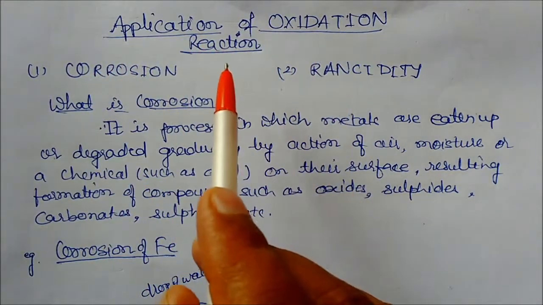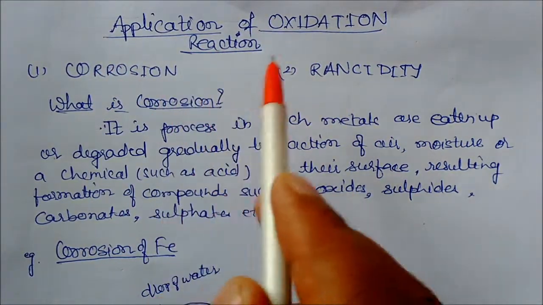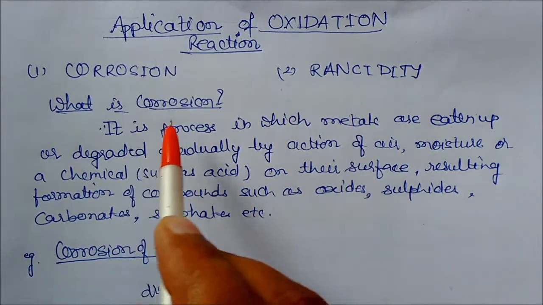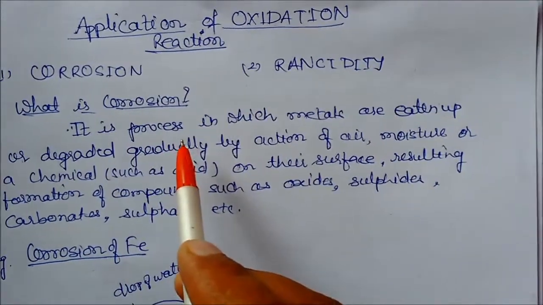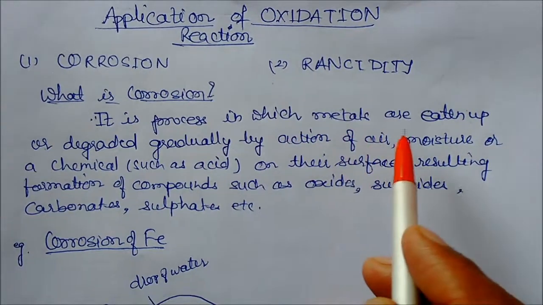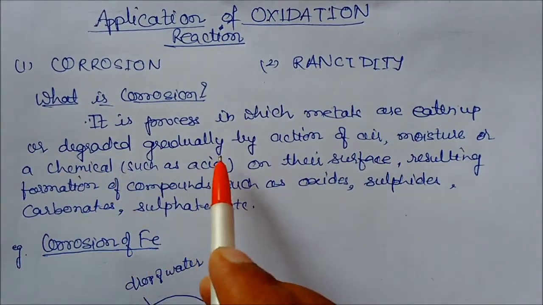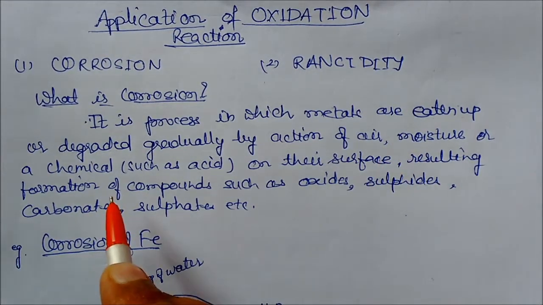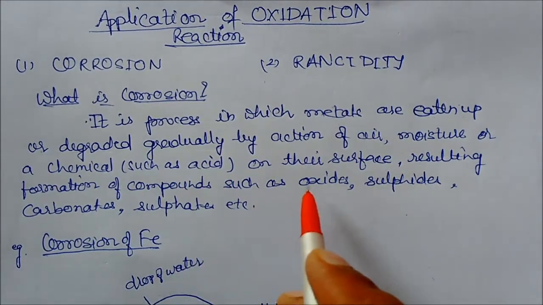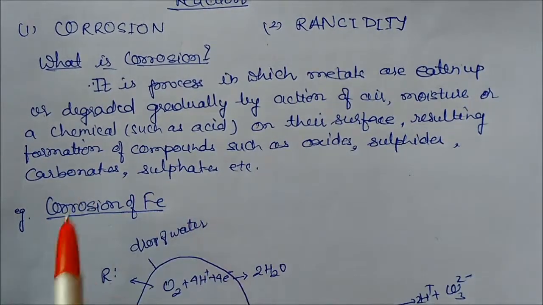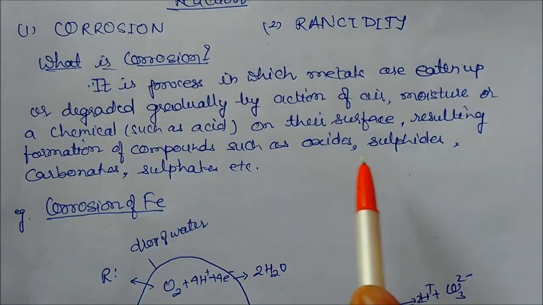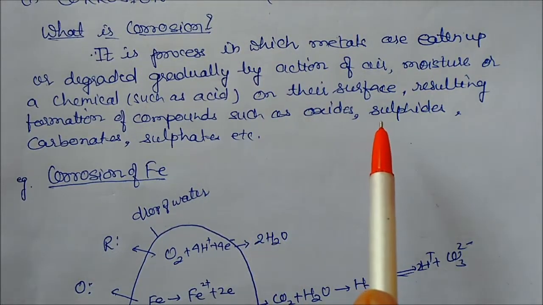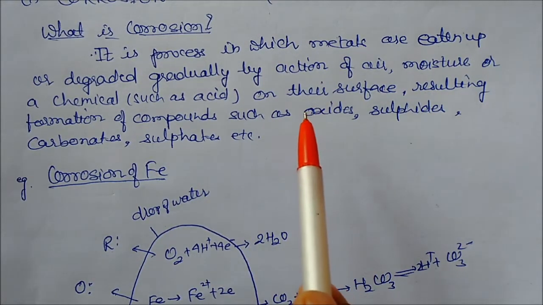Application of oxidation reactions. We have two applications of oxidation reaction: one is called corrosion and the second is rancidity. What is corrosion? It is a process in which metals are eaten up or degraded gradually by the action of air, moisture or a chemical such as acids on their surface, resulting in the formation of compounds such as oxides, sulfides, carbonates, sulfates, etc. These are the products formed on the surface of the metal.